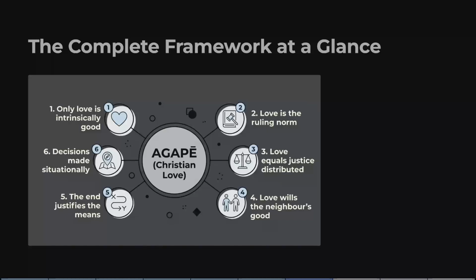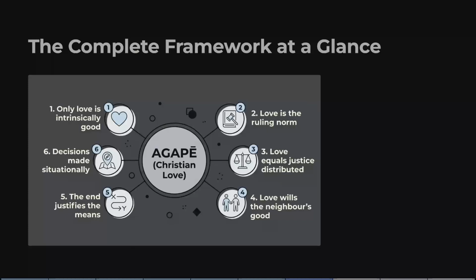The six fundamental principles: love alone is intrinsically good. Love is the ruling norm. Love and justice are the same. Love wills the neighbour's good. Only the end justifies the means. Decisions are made situationally. And that tells you what love is and how it demands to be expressed.